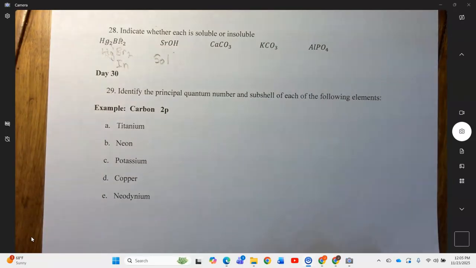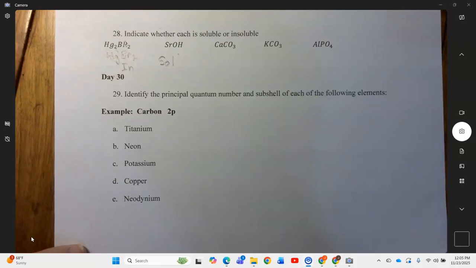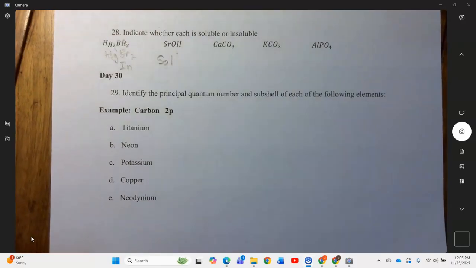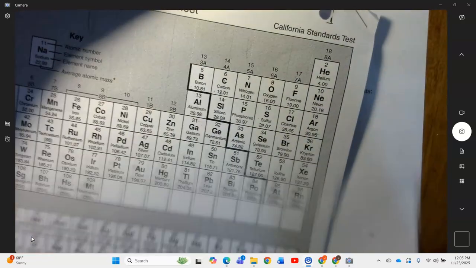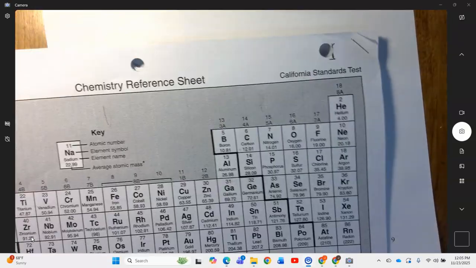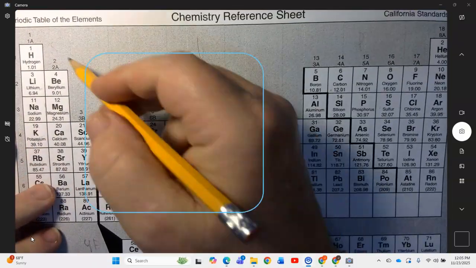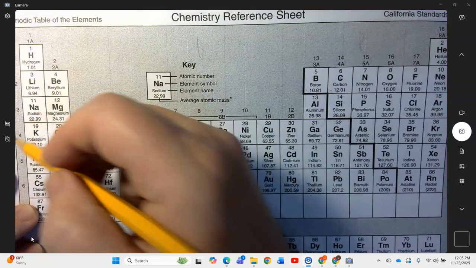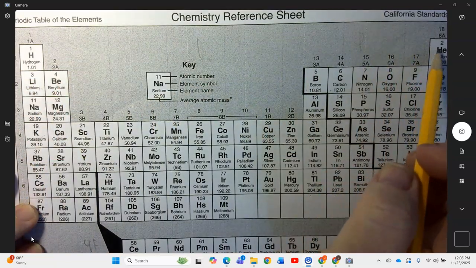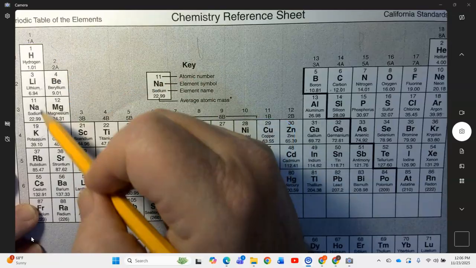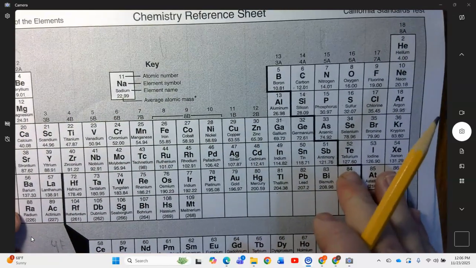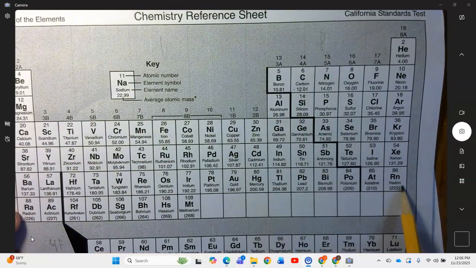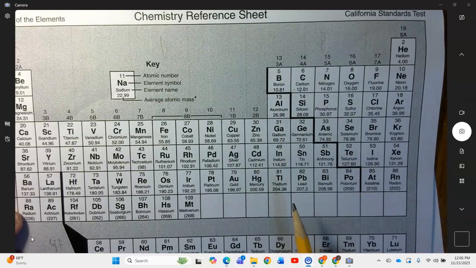Okay, so identify the principal quantum number and the subshell of each of the following elements. I give you an example: carbon is in the 2p. So let's just review. Looking at the periodic table, right here, anything in these 2 columns is S. Also, you add helium. Helium is also an S subshell. So these 2 columns plus helium. P is this square right here. Those are all P subshells.